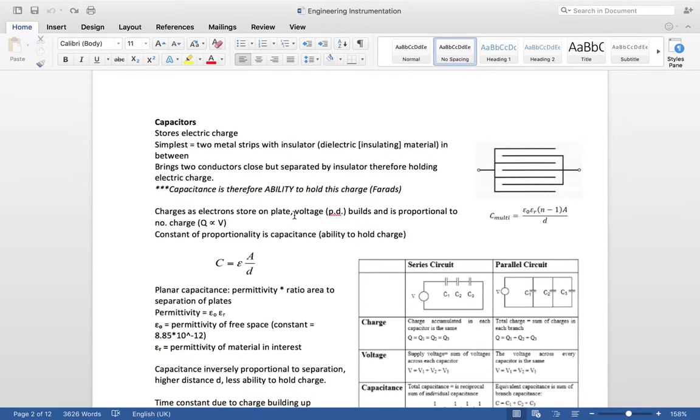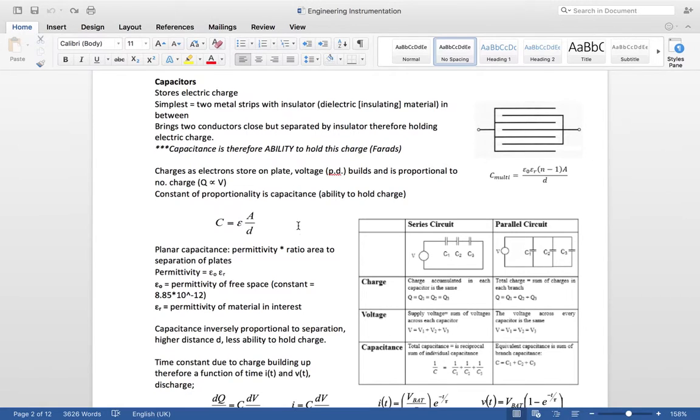Charging occurs as electrons are stored on a plate. Voltage builds up and is proportional to the charge Q, and the constant of proportionality is the capacitance, which is the ability to hold charge.